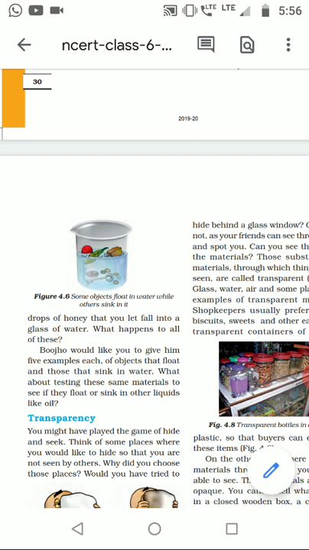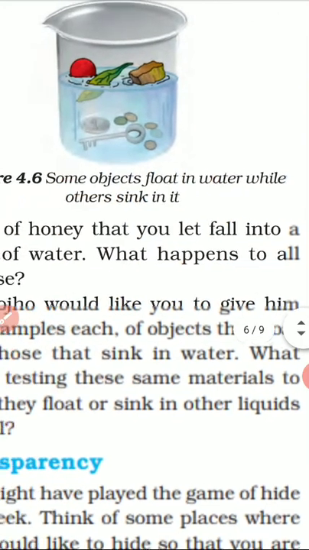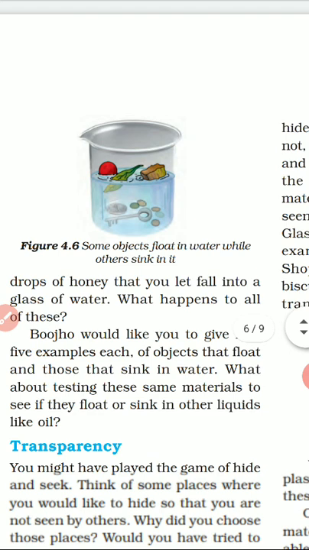You can check any of the objects available at your home with this experiment. Take a bucket full of water and add any object which you want to check whether it sinks or floats, and you can understand the meaning of sink and float.